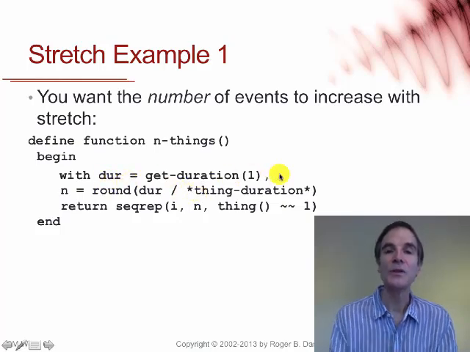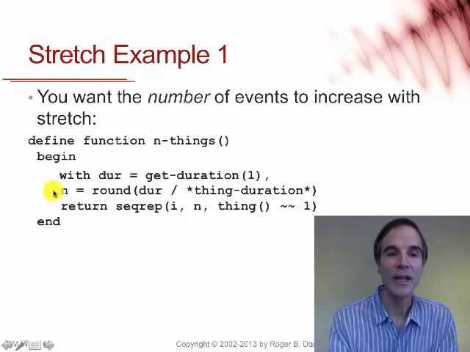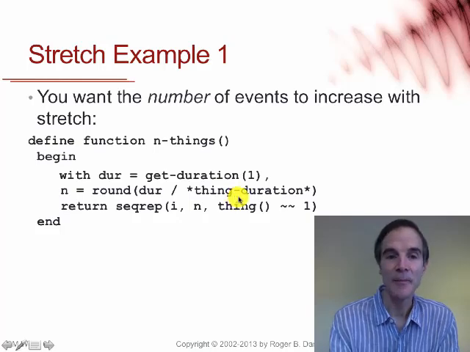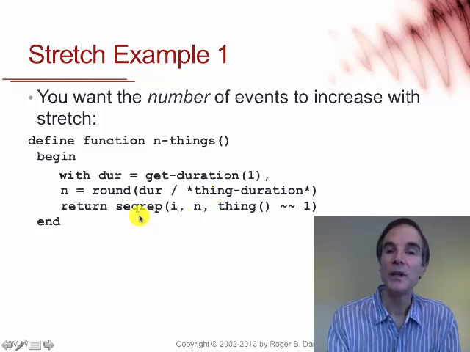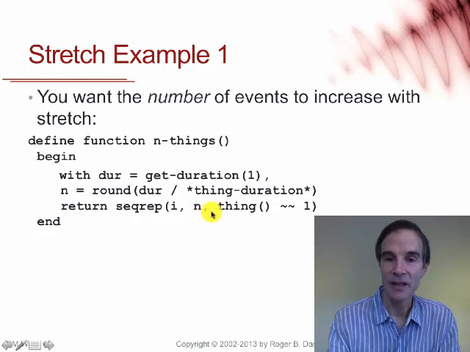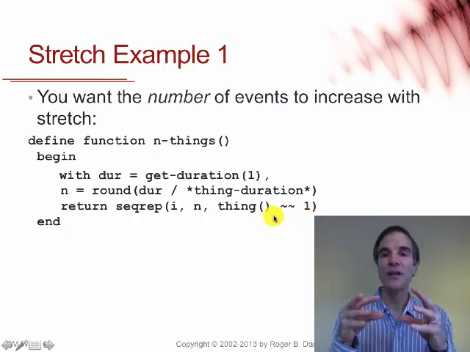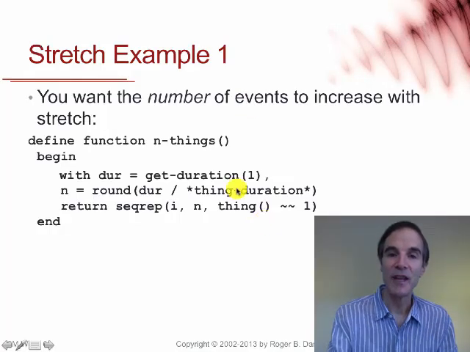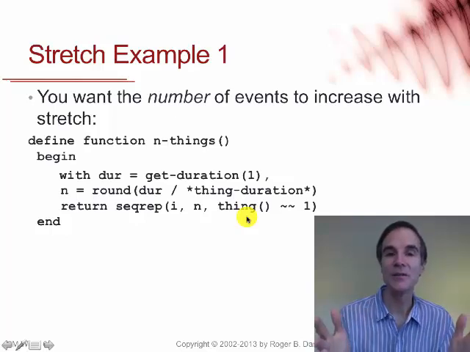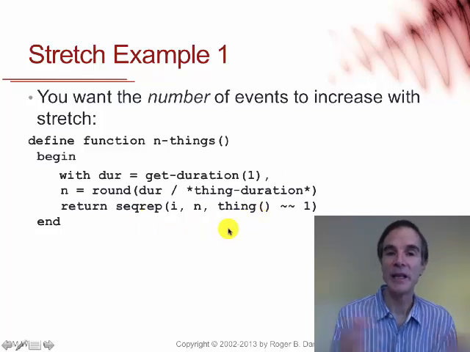And now what we want to do is create some number of events. And so we compute that number, n, as rounding duration divided by the duration of each thing. So now we know how many things it takes to fill up that amount of time. And we use seekrep to make n copies of thing. But the important thing here is we're going to do an absolute stretch by 1 because we don't want the outer stretch factor to propagate into the synthesis of thing. Otherwise, thing would probably stretch to the entire duration just for each thing, and the total result of the sequence would be n times as long.